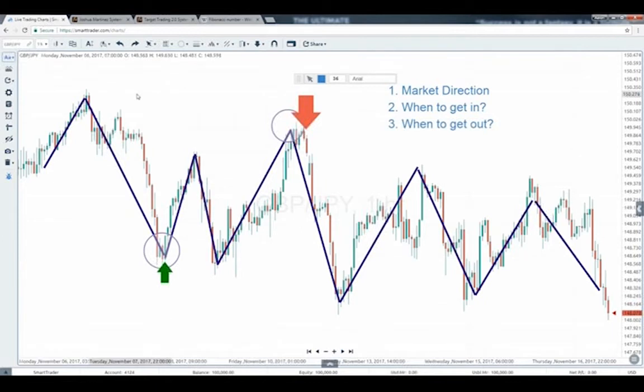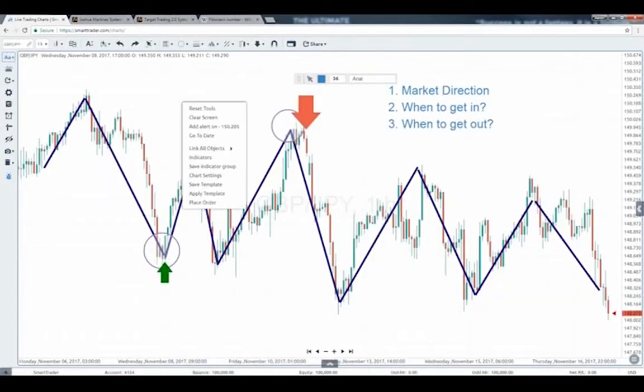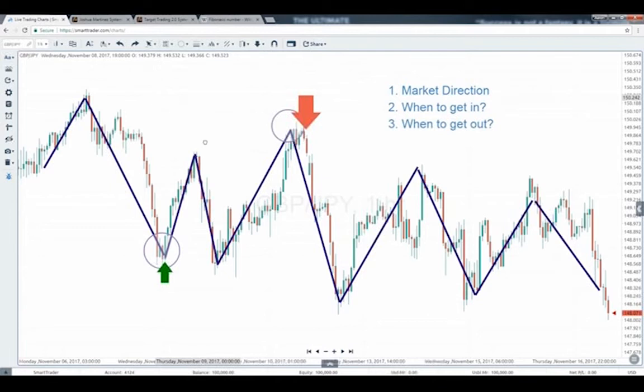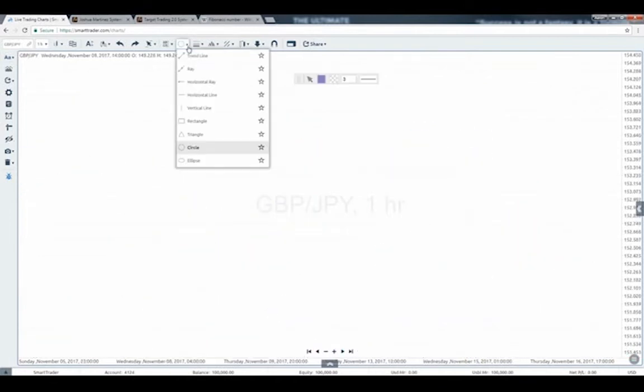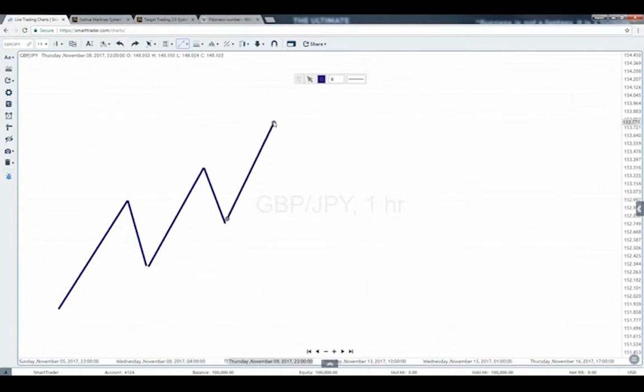Now, let me show you exactly what this means, and then we'll apply this towards live market in just a moment here. Okay, so let me go ahead and reset my tools, bring this right down here. As we've discussed, the market likes to move in these wave-like patterns. The market will move up and make what's called a higher high, pull back and make what's called a higher low. Higher high, higher low, higher high, higher low.